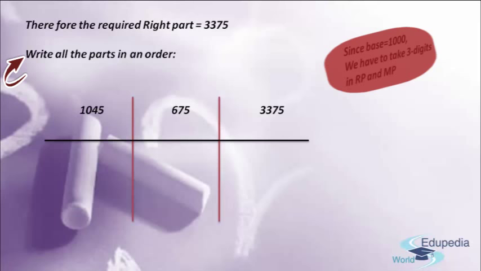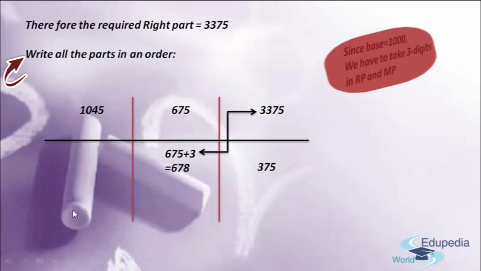So friends, if we observe the right part answer, what we have got here is 3375. It is a 4-digit number. So therefore we have to take only 3 digits, that is 375, as the answer like this. And the remaining digit, that is 3, should be taken as carry on to the next part, that is to the middle part. And by adding this 3 to 675 we get 678. And again if you observe this answer in the middle part, it is a 3-digit number. So there is no problem in it, and we can take this 678 directly in our answer.